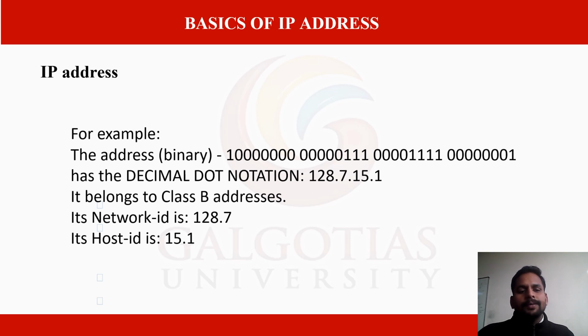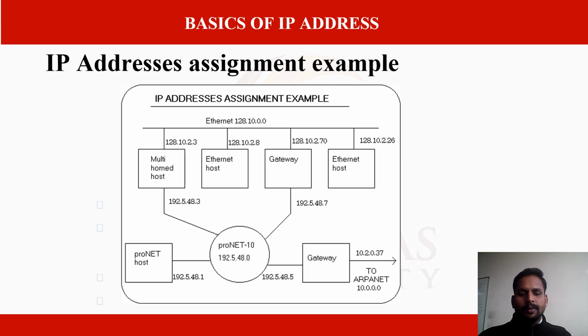That's why in this network ID they are mentioning 128.7. So this is the common term which is used for identifying the network ID, and then 15.1 is the host ID, that means the client machine's IP address, right? And here is an IP address assignment example. So you see here one example they have given.